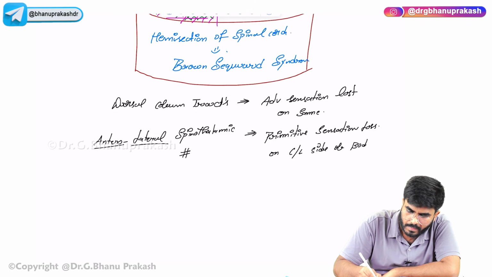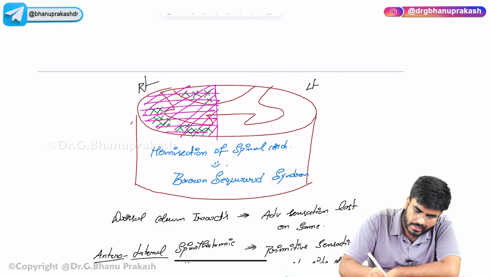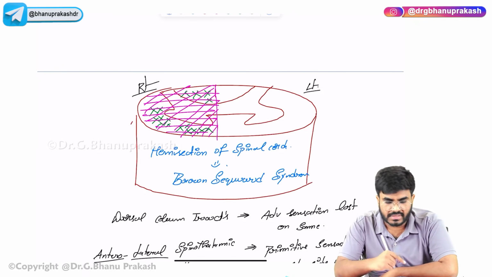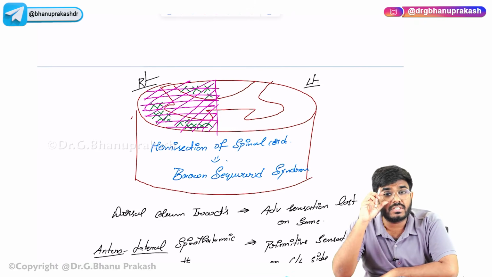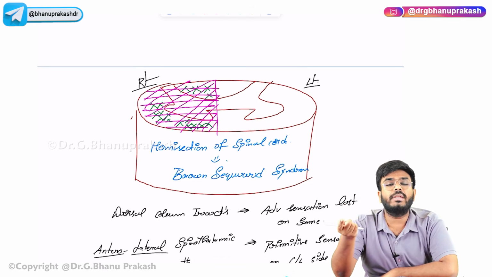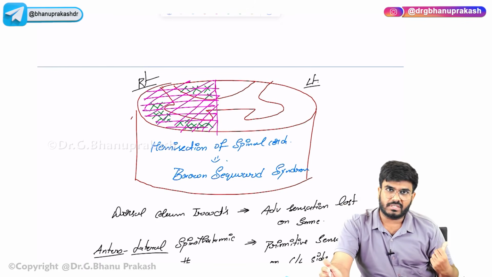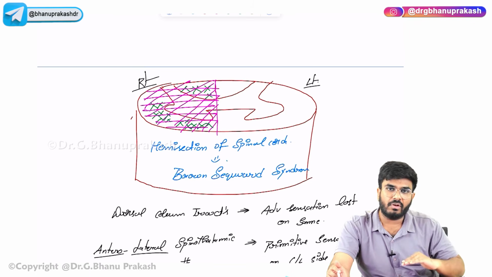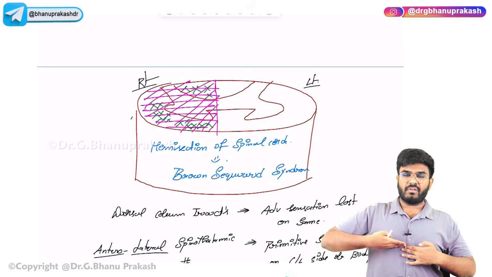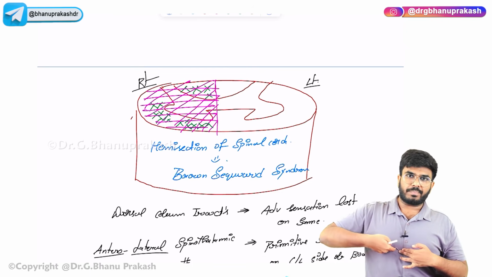This is the right side. Now this is the left side. Now tell me, in this person the lesion is on the right side. So on his right side he is going to lose the advanced sensations, and on his left side he is going to lose the primitive sensations below the level of lesion. For example, imagine the level of lesion is the place where half of the spinal cord is damaged in this particular segment.